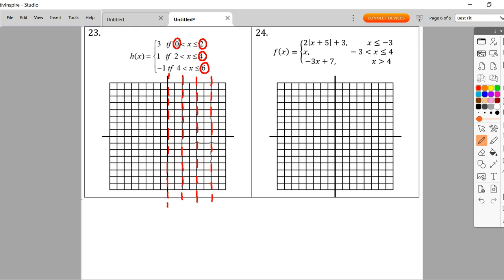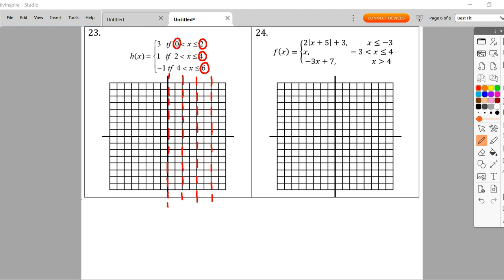Why I need to graph them there is because that was all the numbers in my restricted domain inequality statements here. Let's read these piecewise functions here. We have h of x equaling 3 if 0 is less than x, less than or equal to 2. H of x equals 1 if 2 is less than x, less than or equal to 4. H of x is -1 if 4 is less than x is less than or equal to 6.